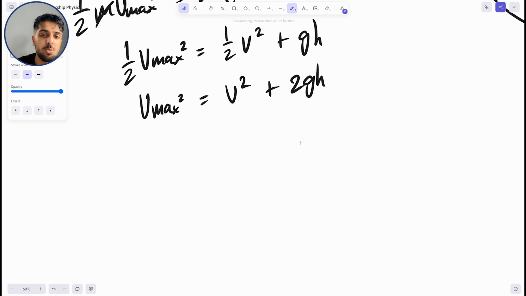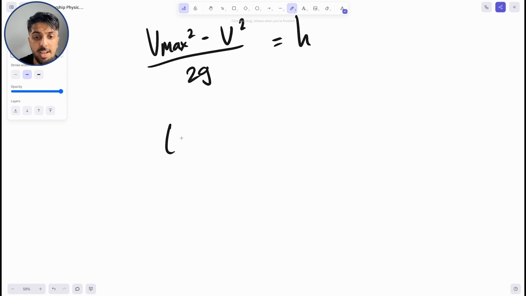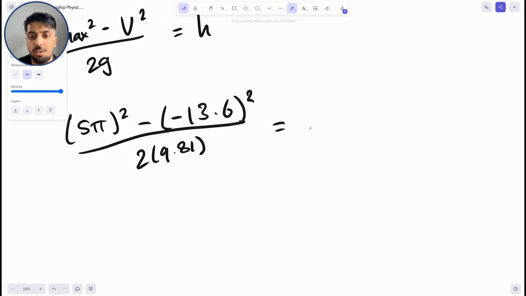So now that we know all our variables, we can rearrange for h. Subbing in our values, we know our Vmax is equal to 5 pi. So I'm going to put 5 pi here to keep whole values. And we can minus our negative 13.6, and that's all over our 2 times 9.81. And that gives us a height of 3.14 meters.